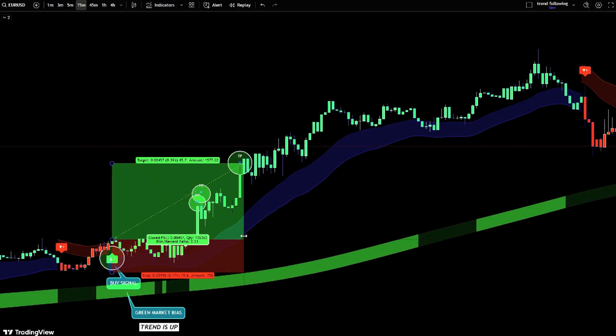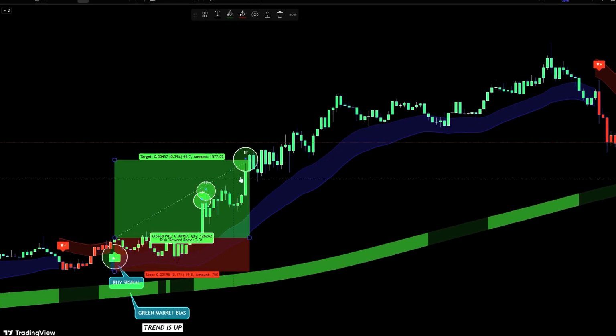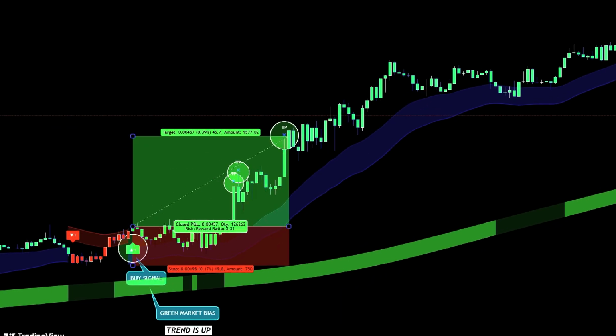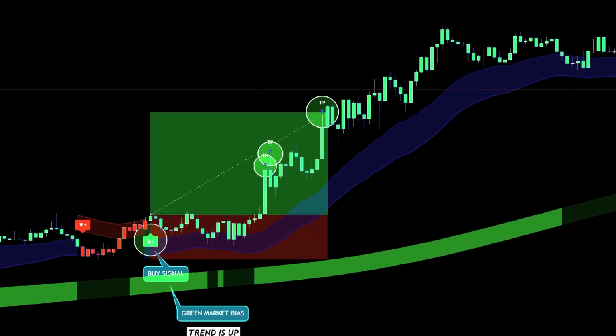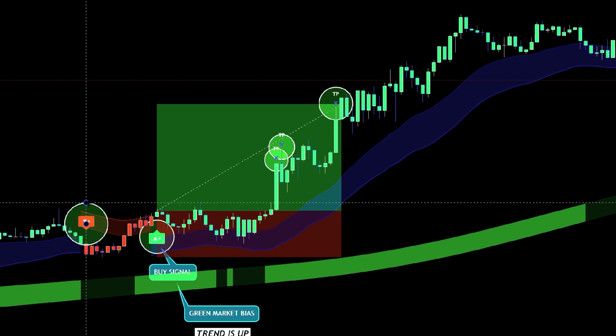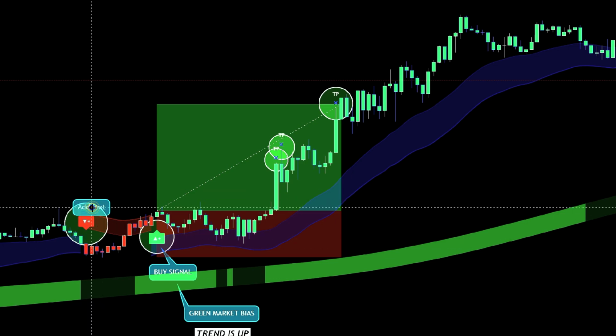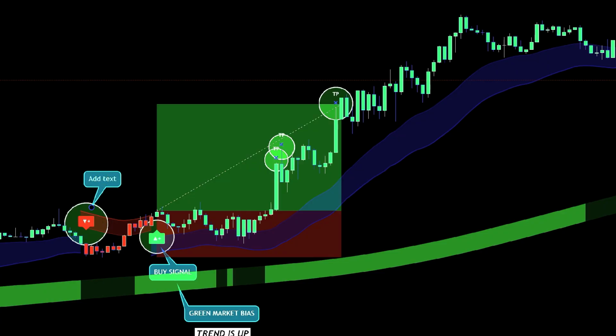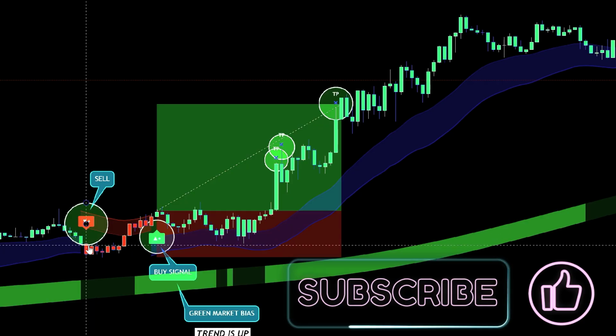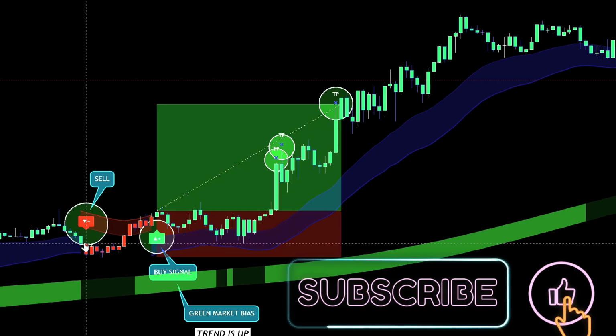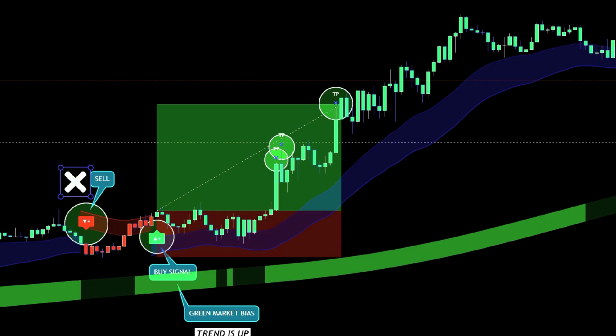But let's go back to that losing trade from before. Remember the sell signal? When we look at our market bias filter, what do we see? It's clearly showing green, a strong uptrend. So what do we do? We ignore the signal. We just skip it entirely. That one filter just prevented us from taking a low quality trade that was fighting the market momentum.